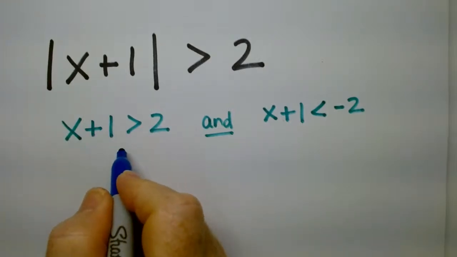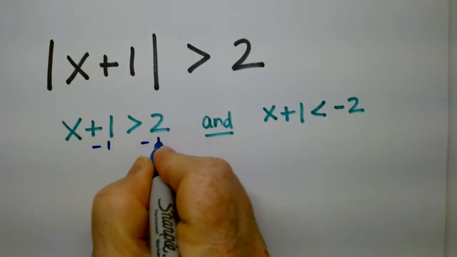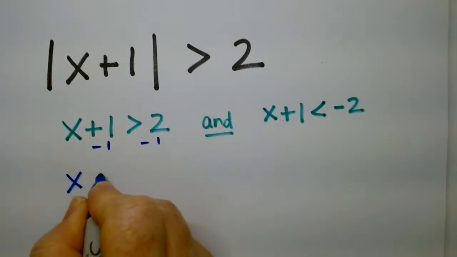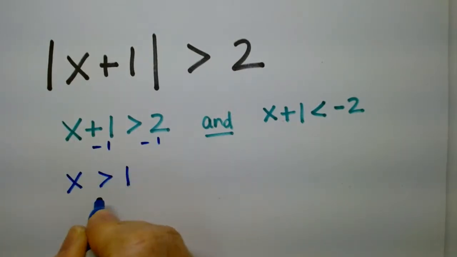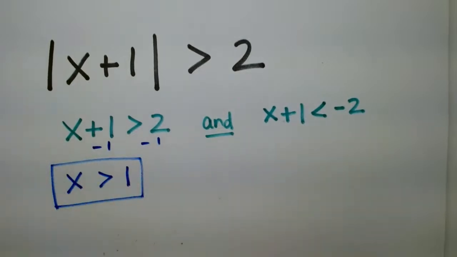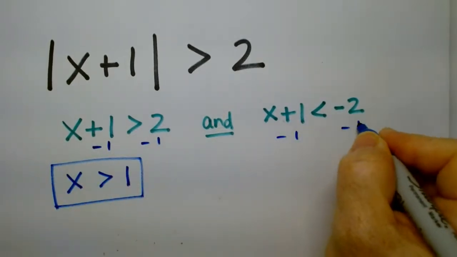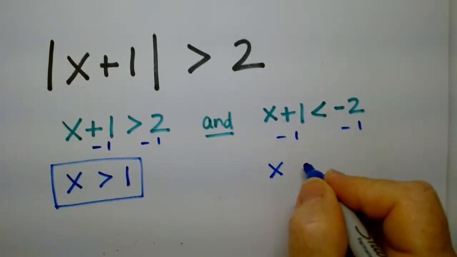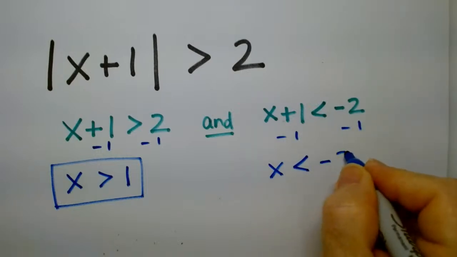I'm going to put the 1 on the other side, so minus 1, minus 1. X is greater than 1. That's this solution. This is minus 1, x, and then the less than, minus 3.